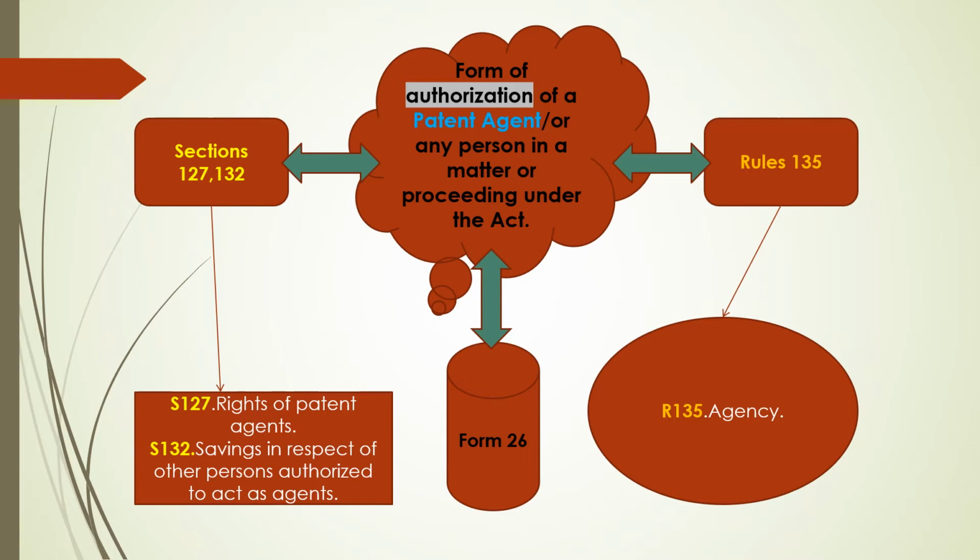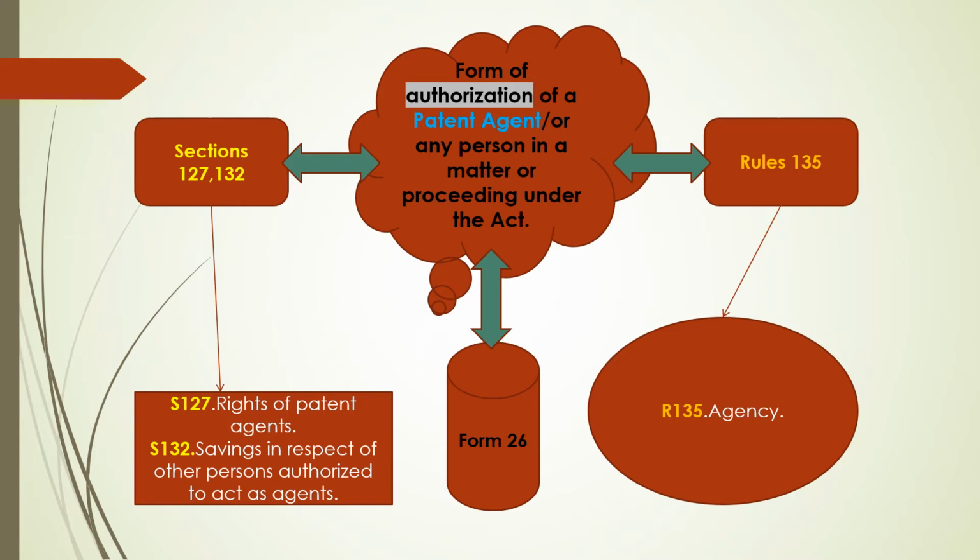And you can actually remember both the keywords: the primary keyword, which talks about the agent or patent agent, and the secondary keyword, which is the authorization. So: patent agent, authorization, Form 26, sections 127, 132, rule 135.